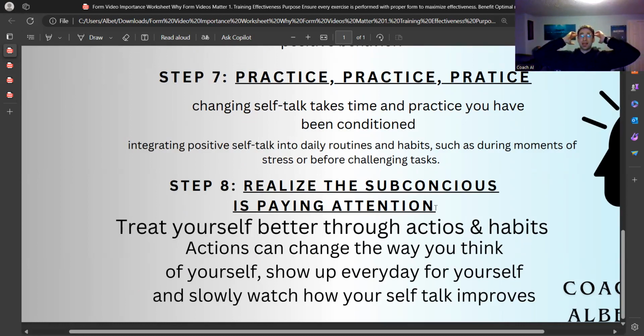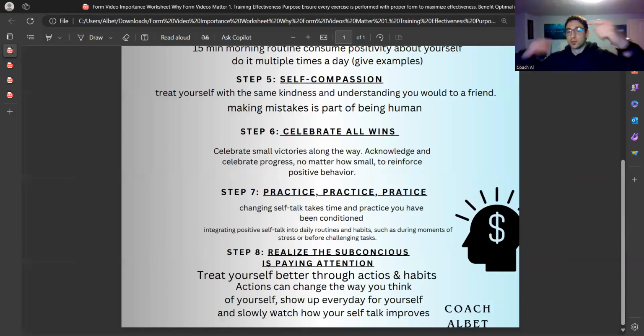So a lot of this, guys, is through actions, habits, and how you treat yourself. It's not really inside the brain until you start taking different actions. So check this out. Treat yourself better through actions and habits. Actions can change the way you think of yourself. Show up every day for yourself and slowly watch how your self-talk improves. So guys, you take more positive actions, you commit more acts of self-love. Your subconscious is secretly recording everything you do, guys. So all that, maybe some fucked up shit you did in the past, or you are carrying around some guilt and shame because you did some fucked up shit, your subconscious is taking note of everything.